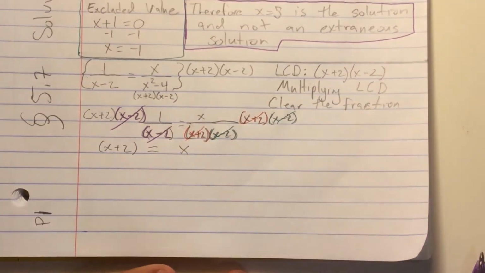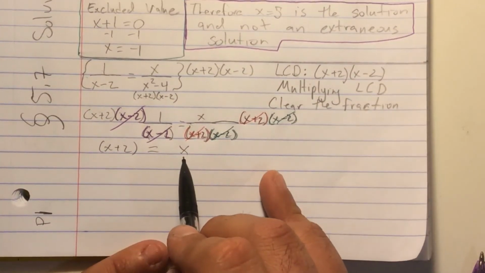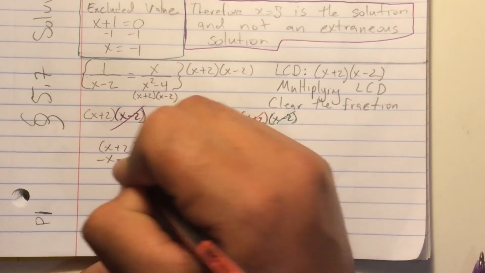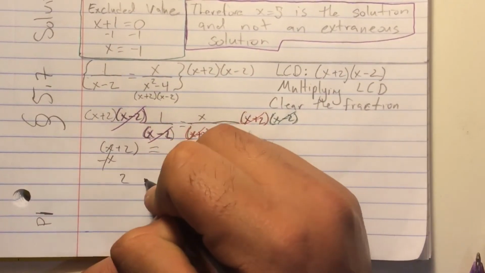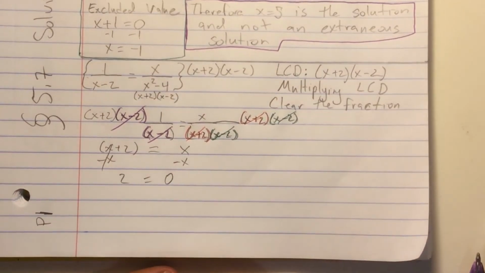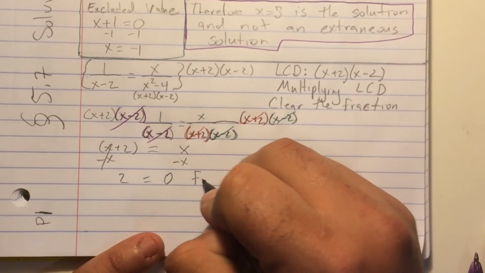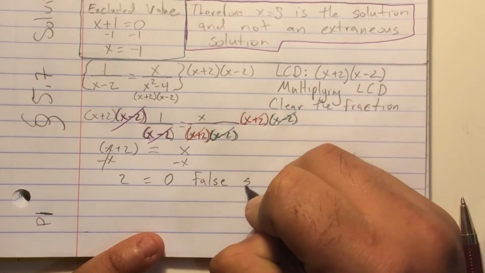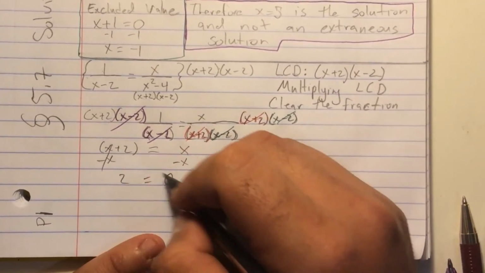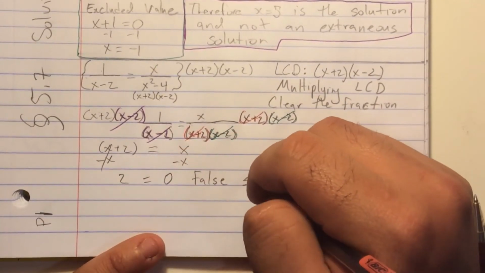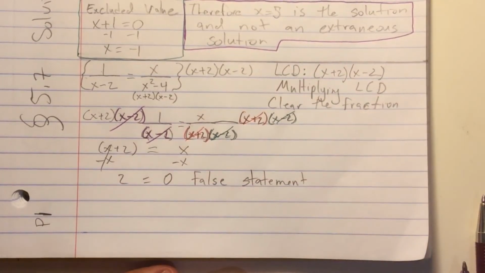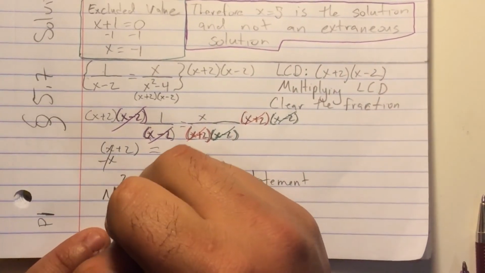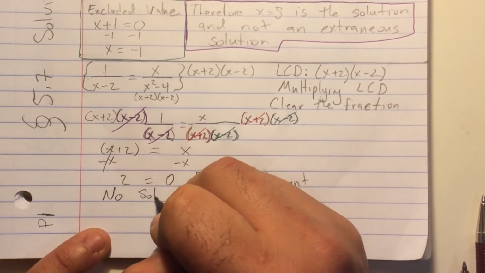So now we have x plus 2 is equal to x. So we're going to subtract x from one side, subtract x from the other side. This reduces, we're left with 2 is equal to 0. Ooh, this is a false statement. This is not true. This can never happen. 2 can never equal 0. So this is a false statement. So for this case, there is no solution.